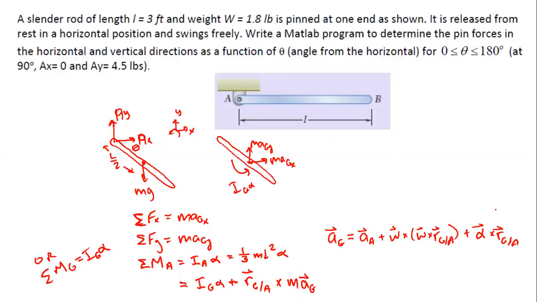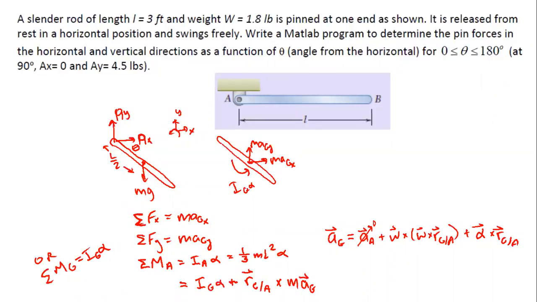Okay, so we've got all those. Let me pause for a second. Does anybody have any questions so far? Okay, so my acceleration of A is going to be 0, right? That's a pin point.